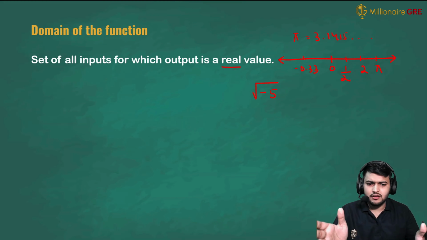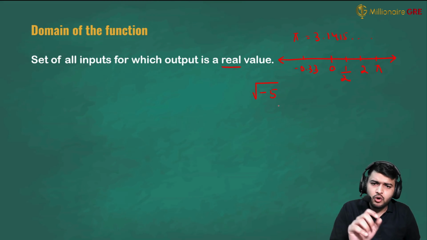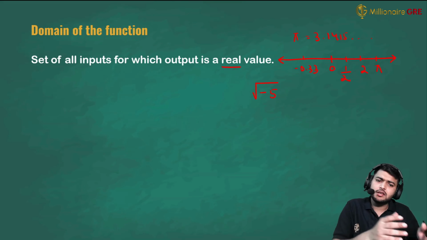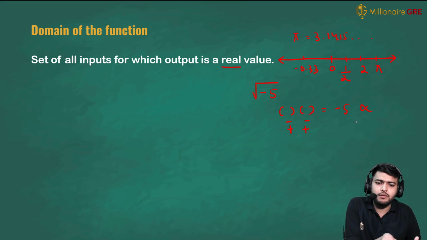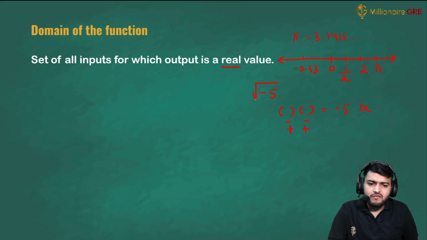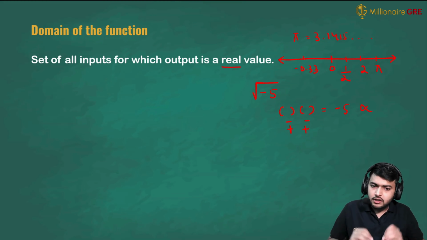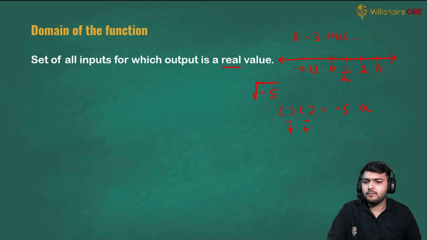But if you talk about the square root of minus 5, this does not exist, because there is no number which, if you multiply it twice, gives you minus 5. For instance, if you multiply a negative number with the same negative number, you will get a positive number. You cannot get minus 5. Similarly, if you multiply a positive number twice, you cannot get minus 5, because positive into positive will give you a positive number. So root of minus 5 does not exist. It's an imaginary number.